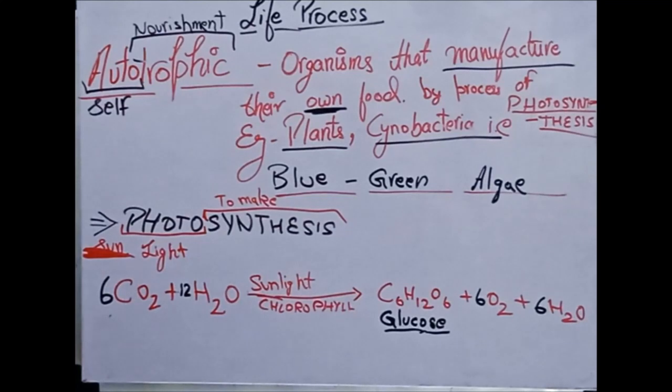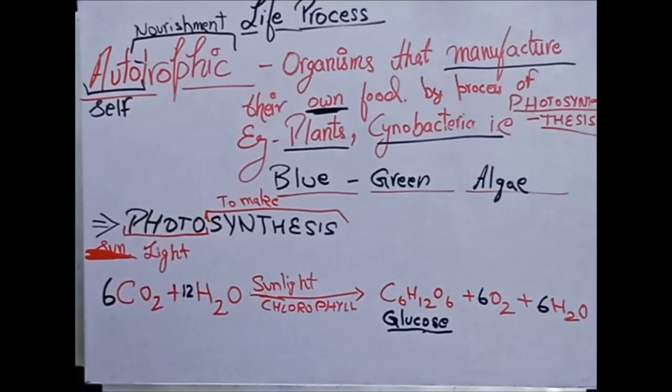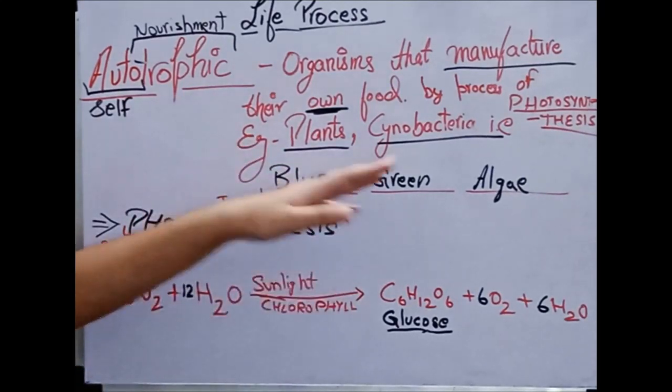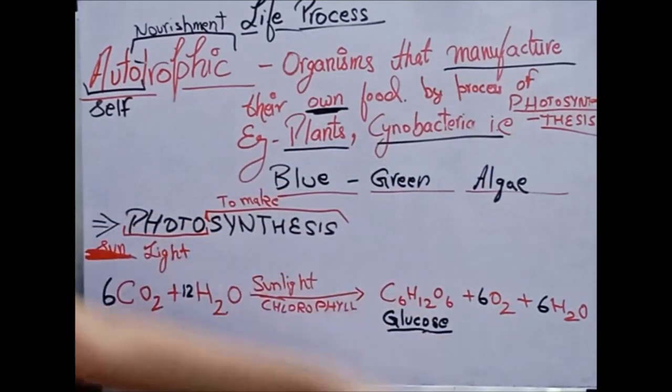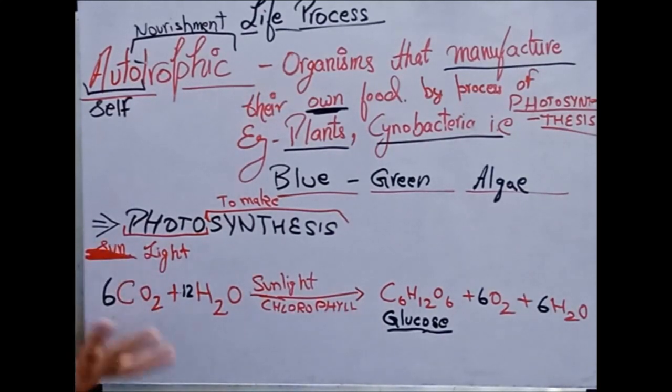Now here, you can either memorize the balanced formula, or you can simply forget the balancing. You just learn that carbon dioxide and water react to form glucose, oxygen and water, and you can do the balancing afterwards. Now let us talk about photosynthesis in more detail, right?